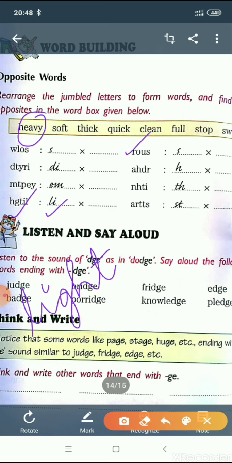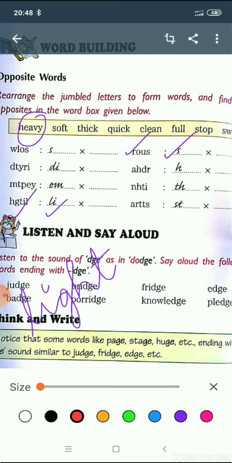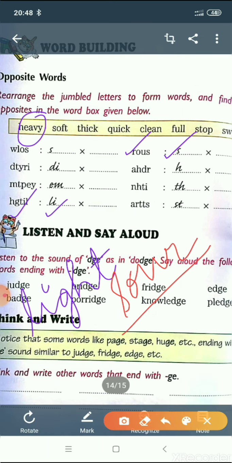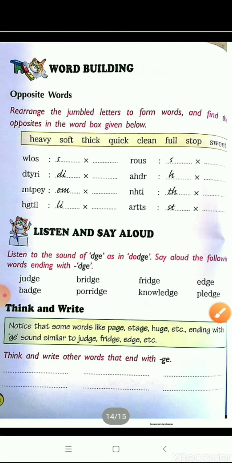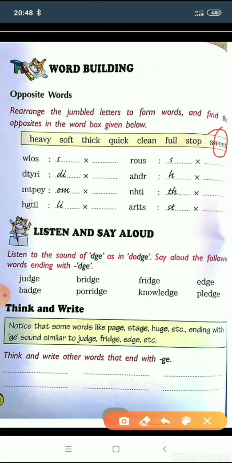Then we have ROUS, and it should start with S. So the word is sour, S-O-U-R. And the opposite of sour is sweet. It is written here as sweet. S-W-E-E-T, sweet. Opposite of sour is sweet.